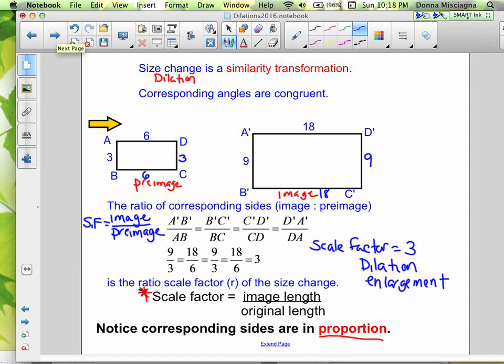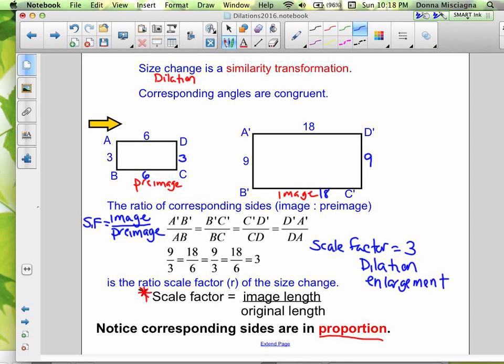All right, not the other way around. All right, so the image A prime B prime is 9. The corresponding side AB is 3. B prime C prime, the length of that is 18. BC, the corresponding side, is 6.